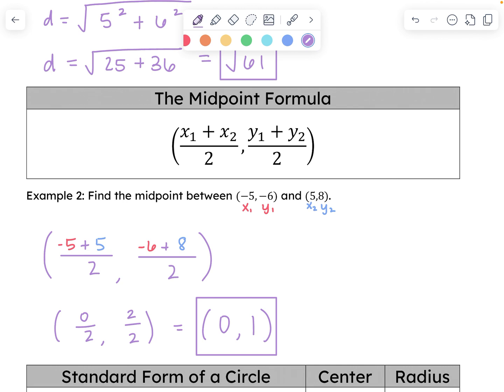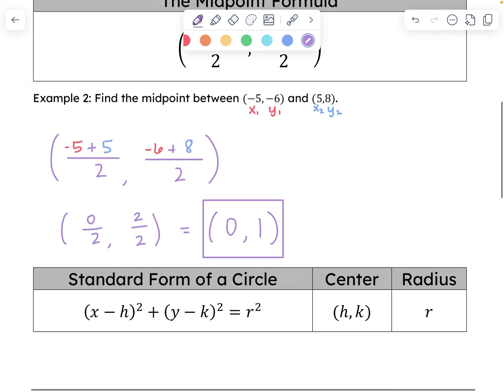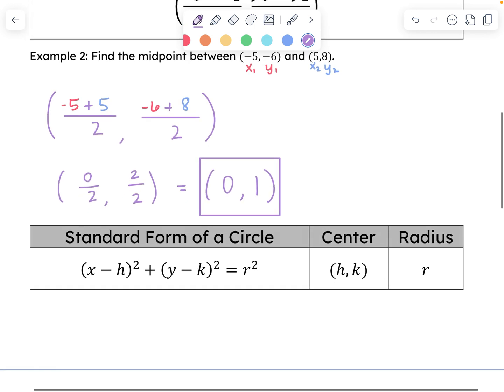Now, these two formulas can be helpful when we're looking at circles, which is our main focus for today. So right here, we've got the standard form of a circle. (x minus h) squared plus (y minus k) squared is equal to r squared. The h and k make up your center.